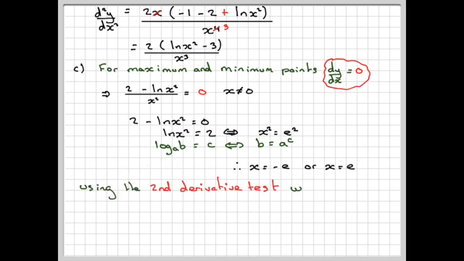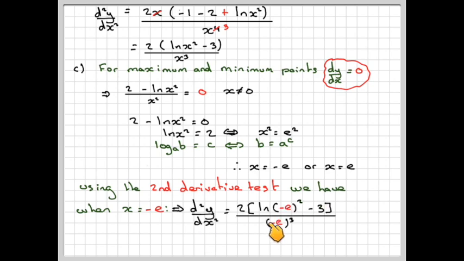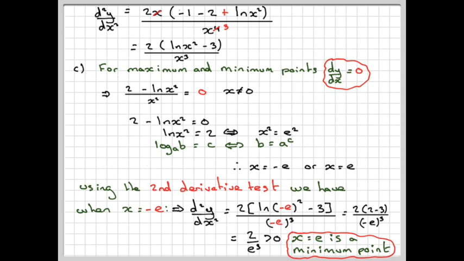Using the second derivative test, when x is equal to minus e, the second derivative will be 2 times the ln of minus e squared minus 3. That will give me, so ln of minus e squared is the same as 2, so you're going to have 2 times 2 minus 3 over minus e cubed. So you're going to have minus 2 over minus e cubed, which will become positive, which is greater than 0, therefore x equals minus e is a minimum point. So let me correct myself, x equals minus e is a minimum point.